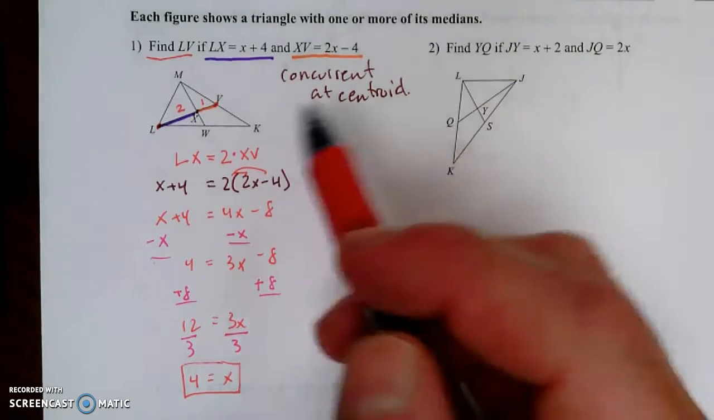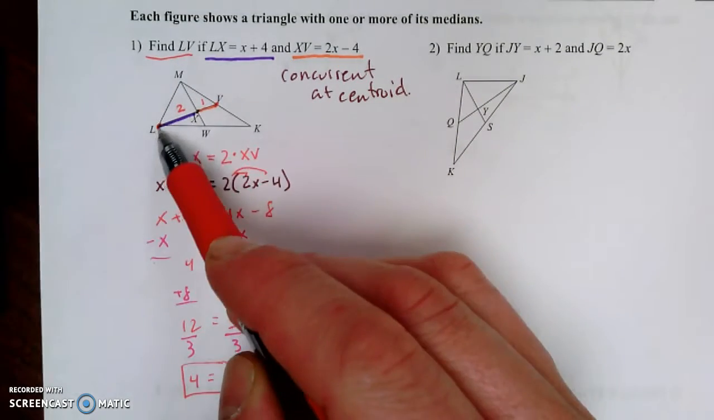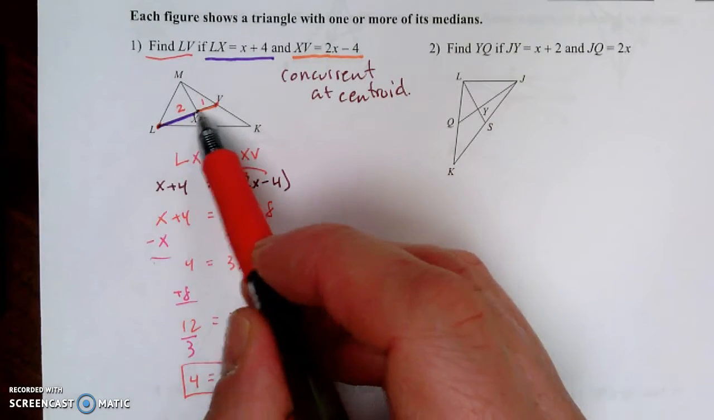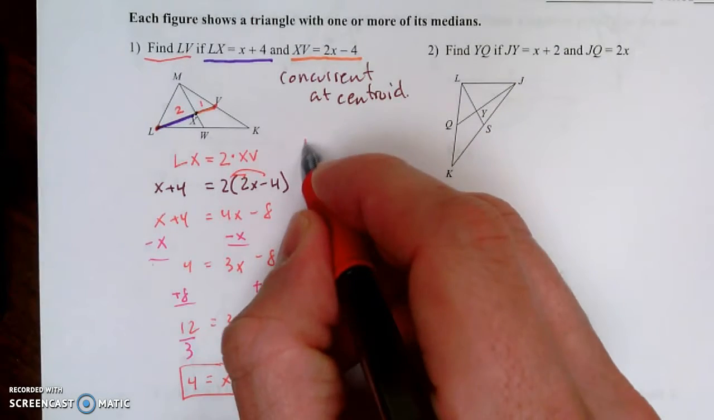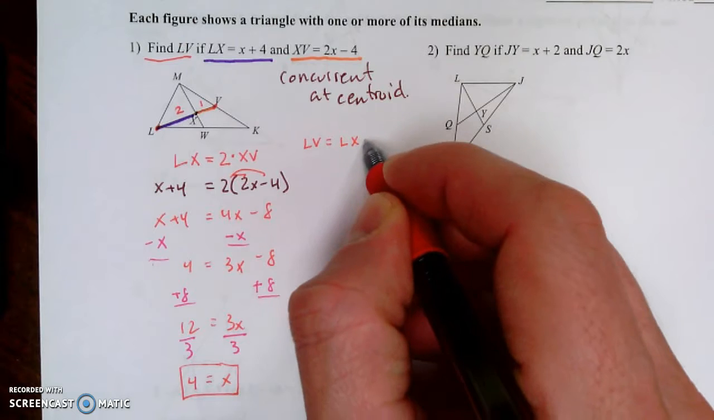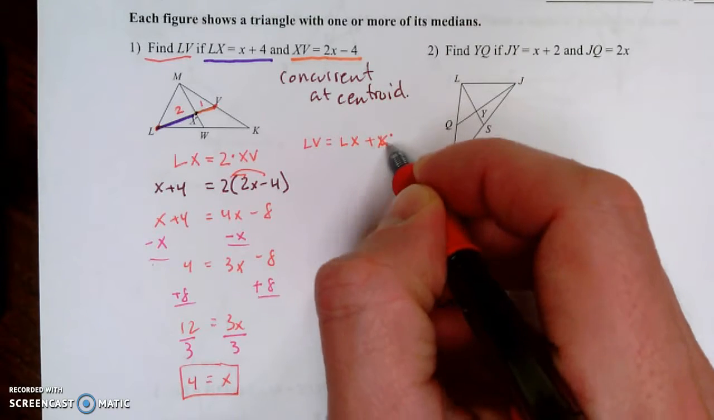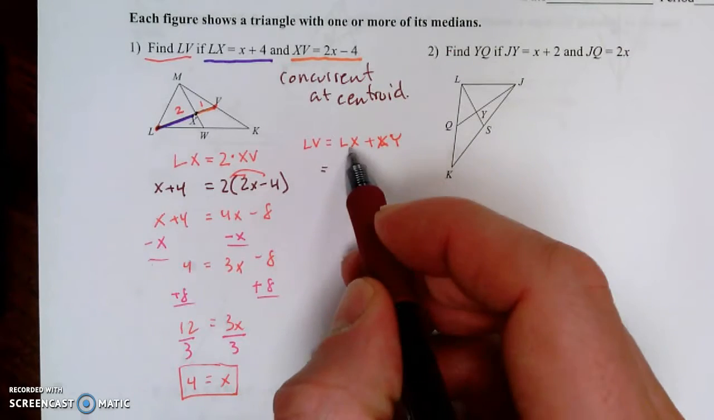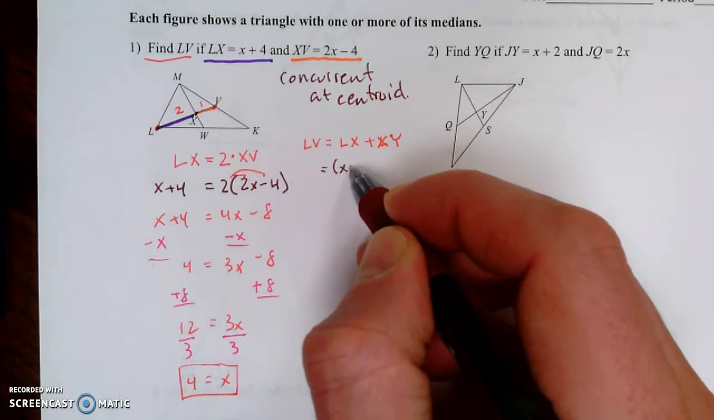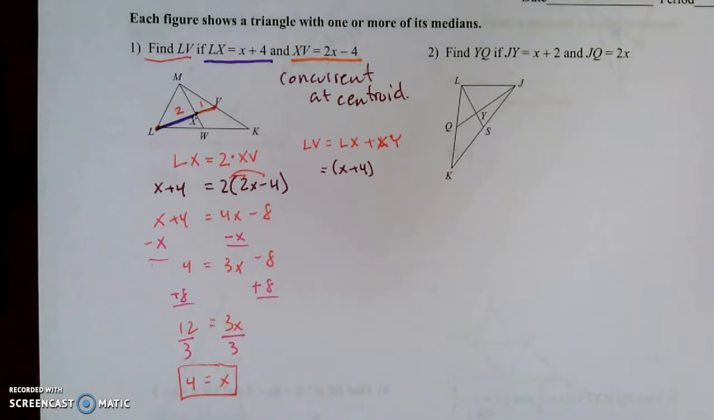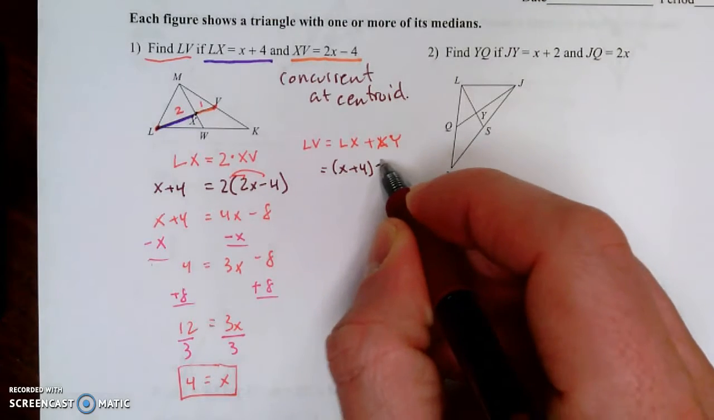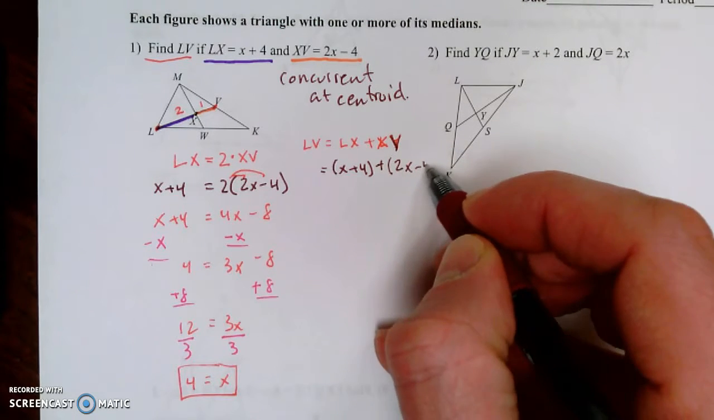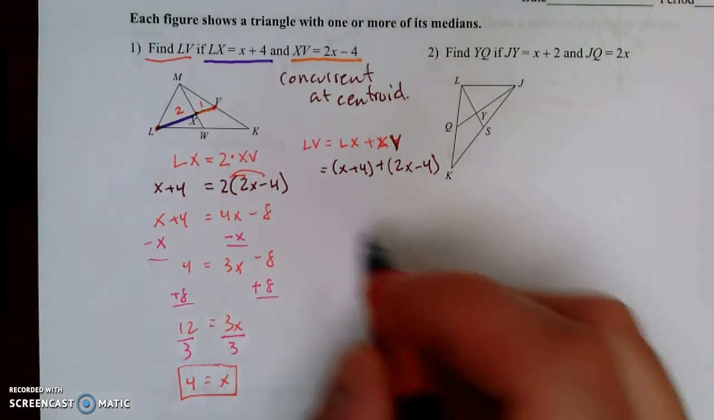Now, in the end here, we're supposed to find LV, the distance all the way across. Well, LV is equal to LX plus XV. So let's set that up. LV equals LX plus XV. So let's see. We've got LX is (x plus 4). I'm just putting the parentheses in there to kind of set them off so we can see it a little better. And XV is (2x minus 4).